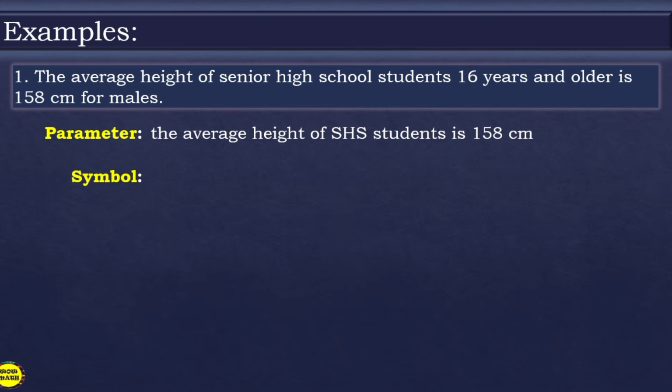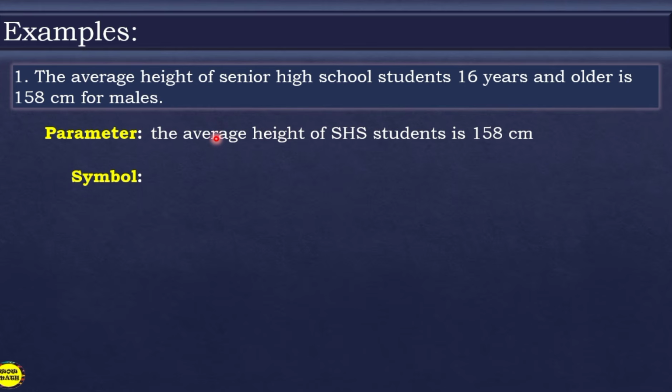Okay, again. So, inedit ko lang. So, the average height of senior high school students is 158 cm. So, makikita naman natin sa problem yung word na average. So, ibig sabihin, ito yung parameter natin.